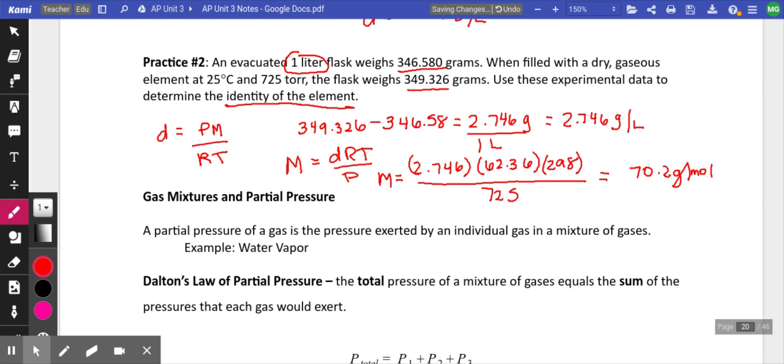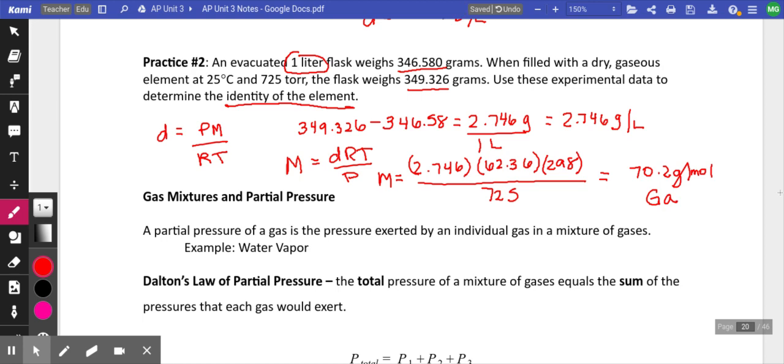Then to determine the identity of my element, I'm going to go to my reference table and look at the masses of my individual elements, and find which one is closest to this mass. And what I can see is that I'm closest to the mass of Ga, gallium.